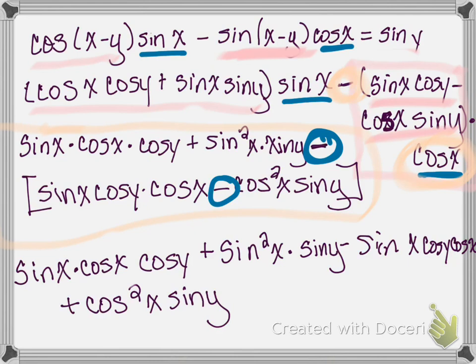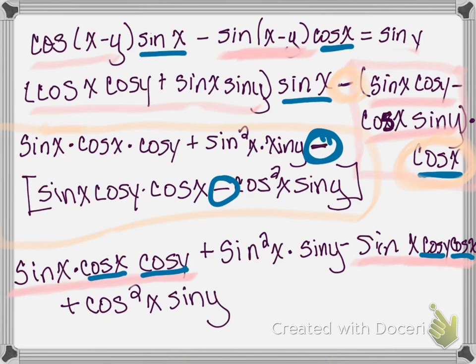Okay. Now if you look closely, what you will find is that here I have positive sine of x times cosine of x times cosine of y. And here I have negative sine of x times cosine of y times cosine of x. Now I realize that here I have cosine of x times cosine of y, and here I have cosine of y times cosine of x. But the order doesn't matter there. They're all being multiplied together.